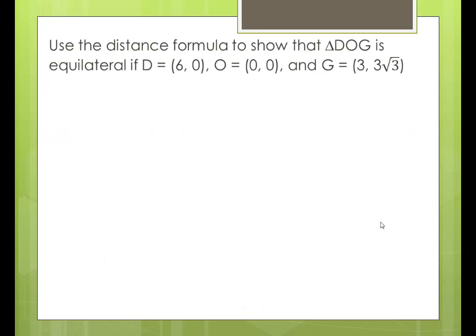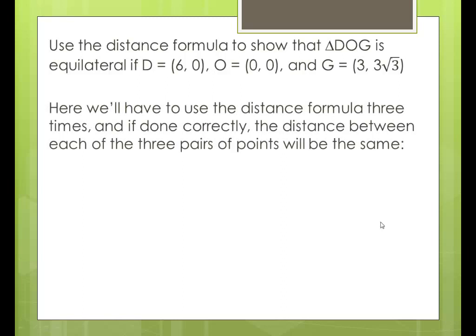All right, now we're going to use the distance formula to show that triangle DOG is an equilateral triangle if D is at 6, 0, O is at 0, 0, and G is at 3, 3 radical 3. So, again, notice I'm not using any diagrams here. Some of these you might not have them, so you've got to get used to either drawing your own, visualizing your own, or just realizing that you really don't need all that information. So we're going to have to use the distance formula 3 times, and if done correctly, the distance between each of the 3 pairs of points will be the same.